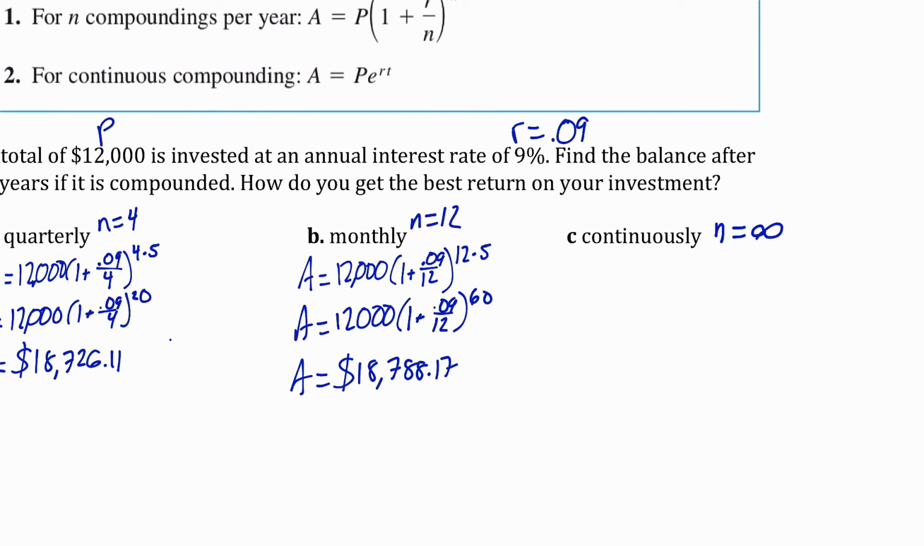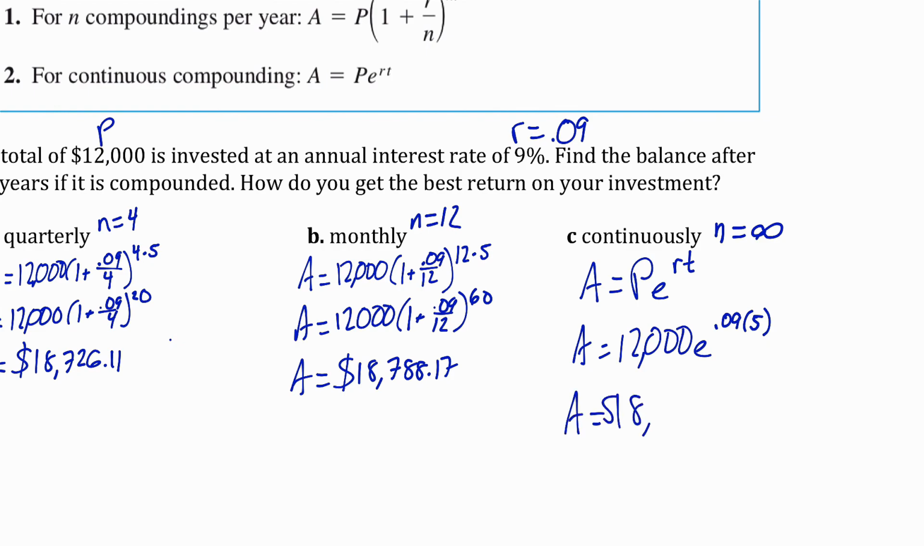Now, for continuously, that's as if n were equal to infinity. Things get a little goofy if we were to actually plug in infinity there, but we're going to use the formula A equals P times e to the RT power. So A equals 12,000 times our e value, which we'll use on the calculator, raised to the R, so 0.09 times your time, which is 5. If you want to clean that up a little bit, that's just 0.45. Once you punch that into a calculator, you get $18,819.75. So compounding continuously gains the most money.